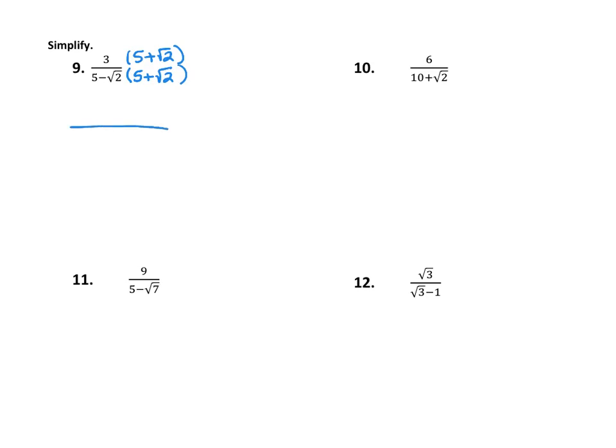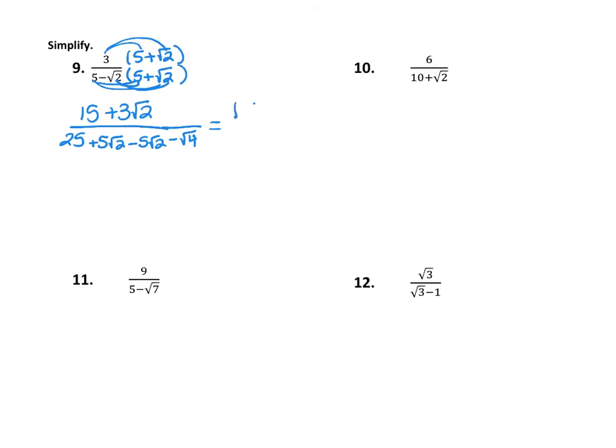So in the top, I'm going to distribute. 3 times 5 is 15. 3 times root 2 is 3 square root 2. Now in the bottom, 5 times 5 is 25. 5 times root 2 is 5 square root 2. Negative root 2 times 5 is negative 5 square root 2. And negative root 2 times positive root 2 is negative square root 4.